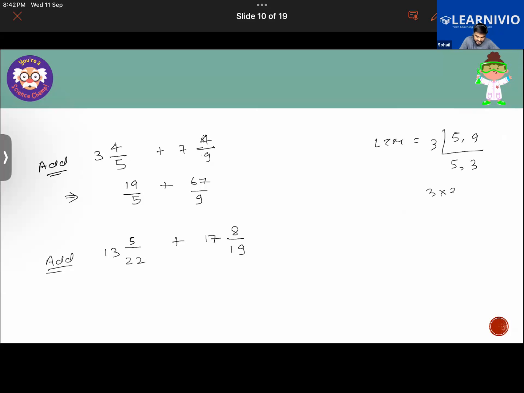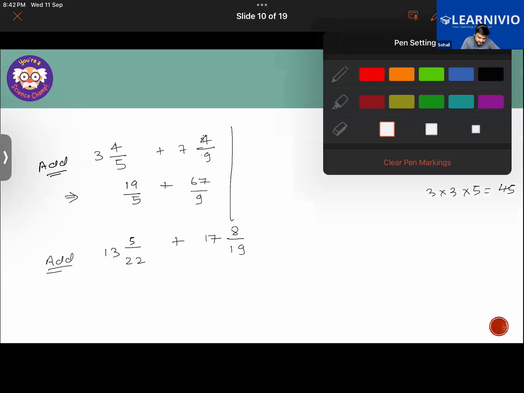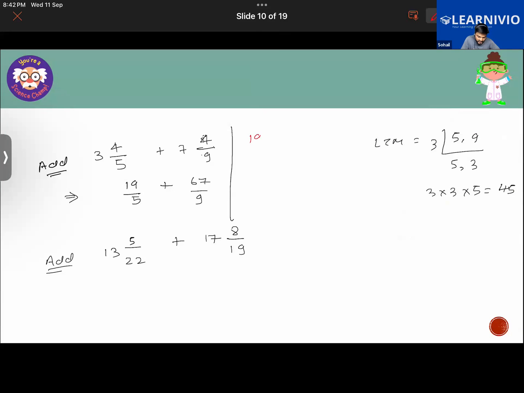LCM is 3 times 3 times 5, that is 45. Isn't it? So now I need to convert their denominators to 45. Their denominators have to be made equal. So by what number should I multiply this so the denominator becomes 45? It should be multiplied with 5.